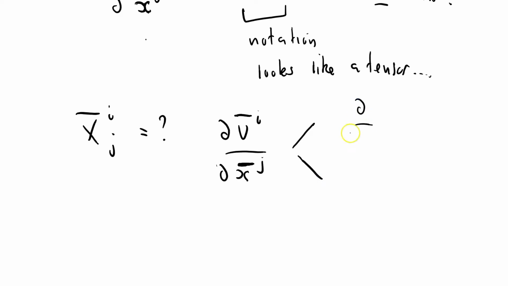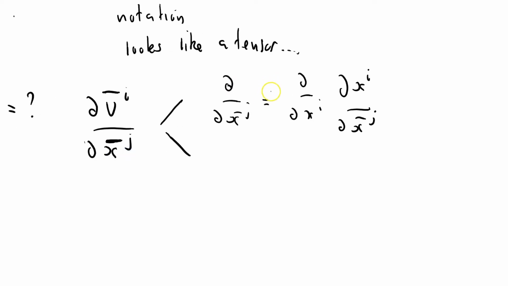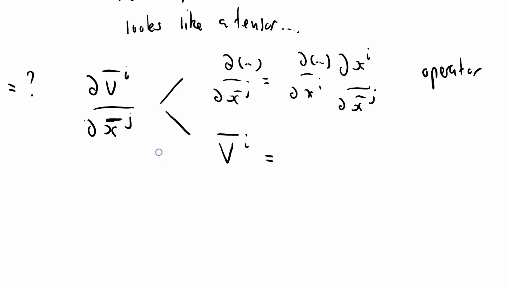We need to transform di by di x bar j. What's that equal to? Well, that's di by di x I, di x I by di x bar j. Just transforming the operator. Couldn't start and put anything there, and it still works. And what else do I need? I need to transform the vector itself. V bar I equals what?